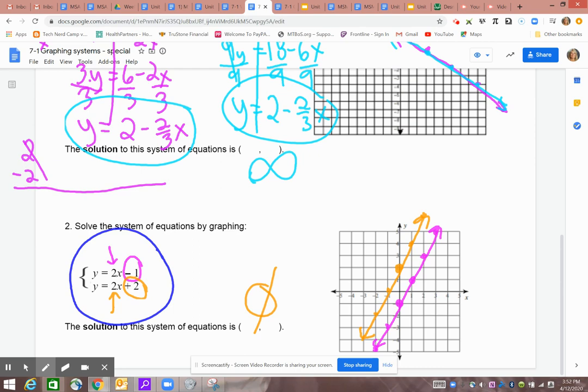Okay, so these are just a couple of special systems. And again, once you start working with them and practice them, they will pop up a bit more, and you'll have a little hunch that they're coming. So I hope that helps you with your Desmos today.